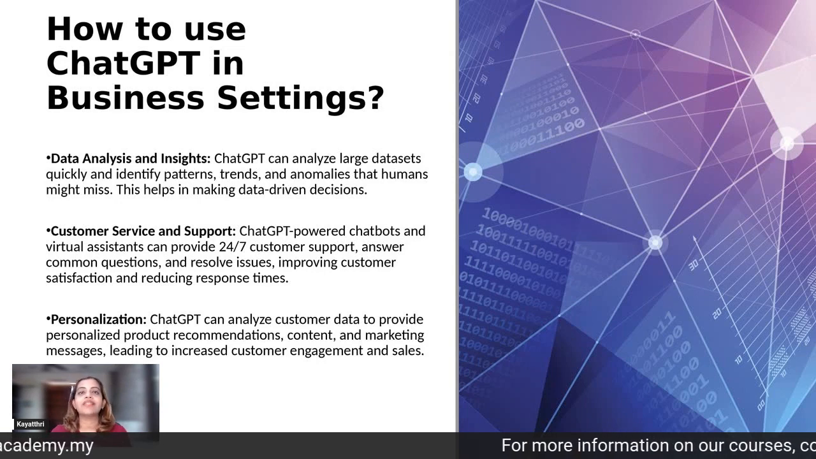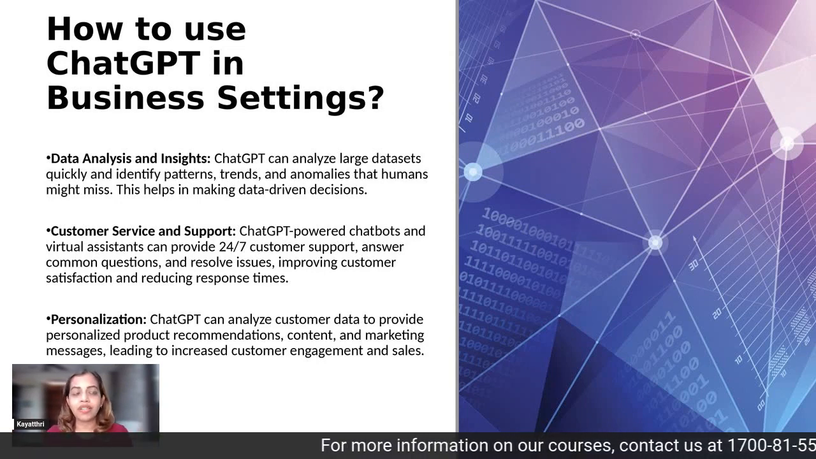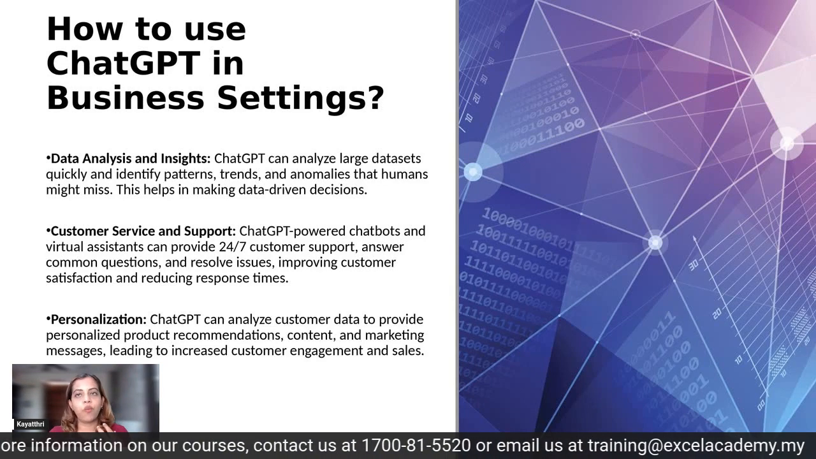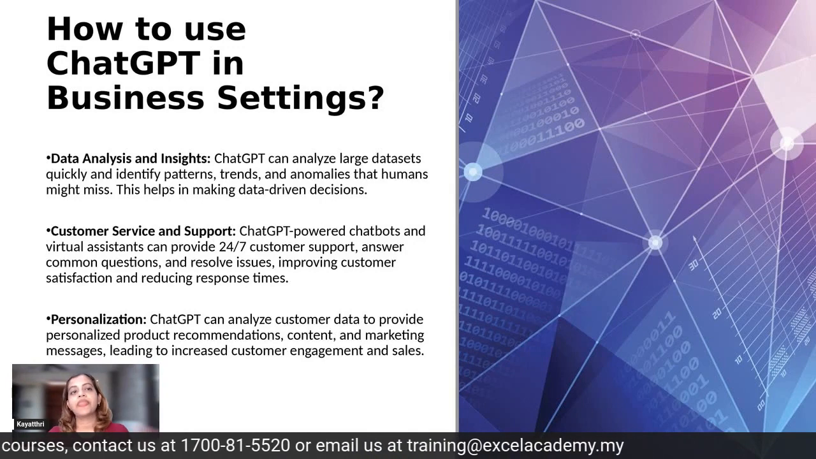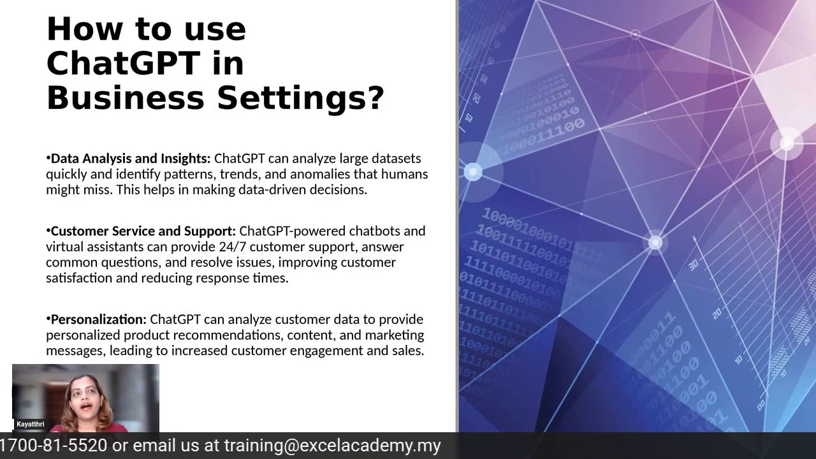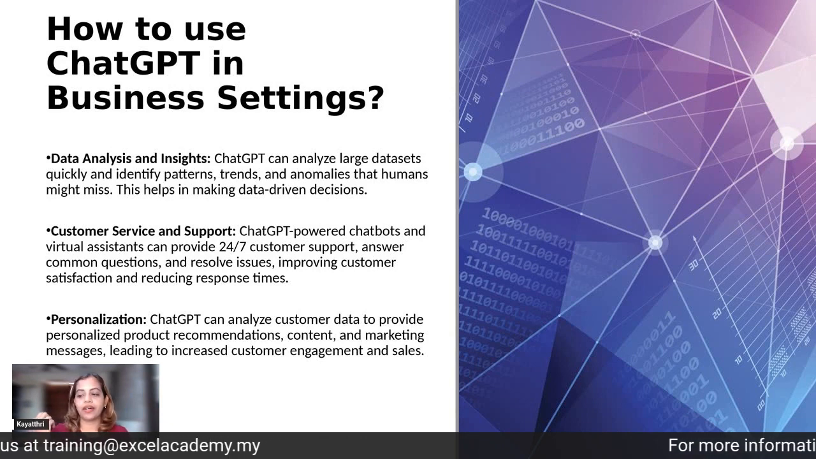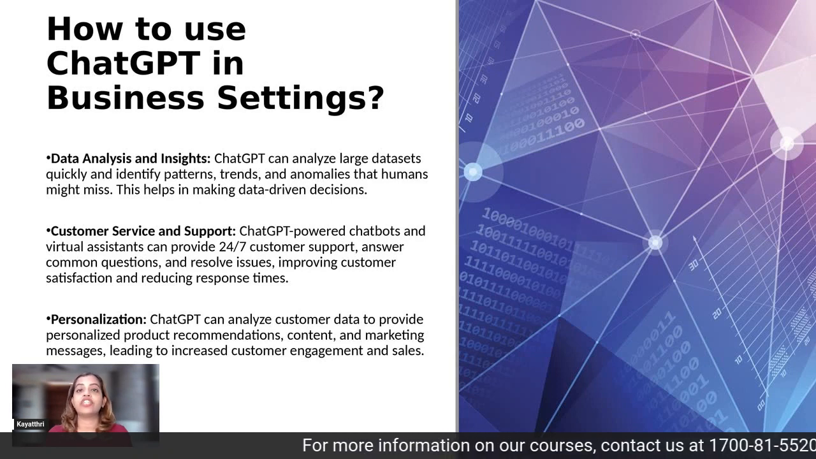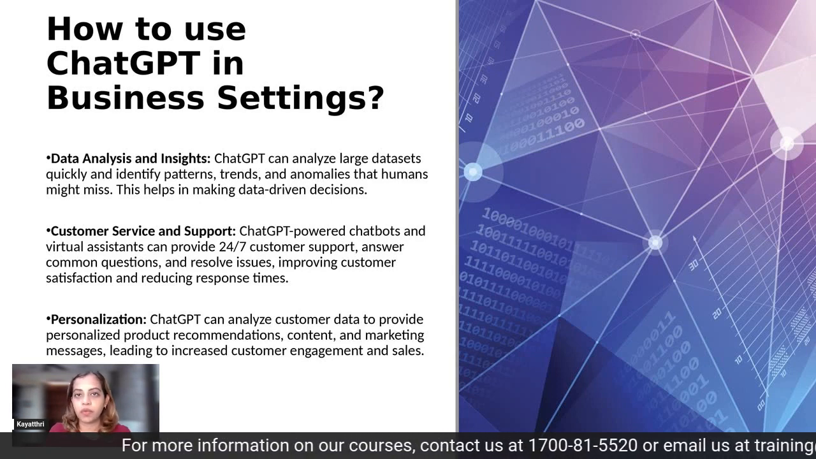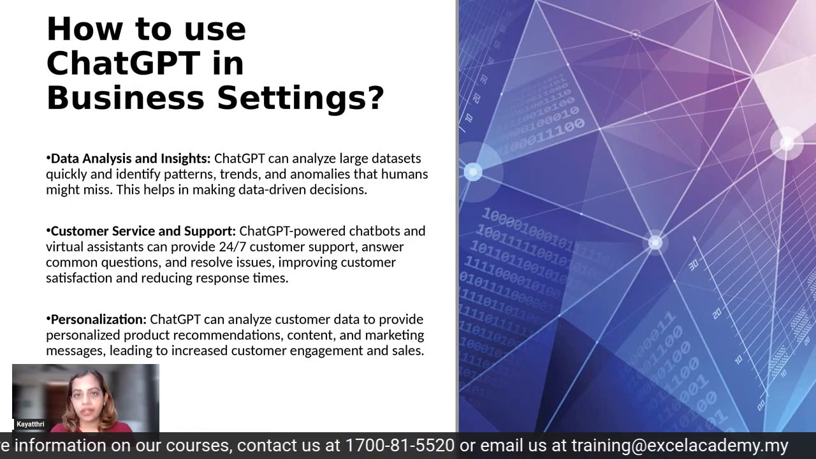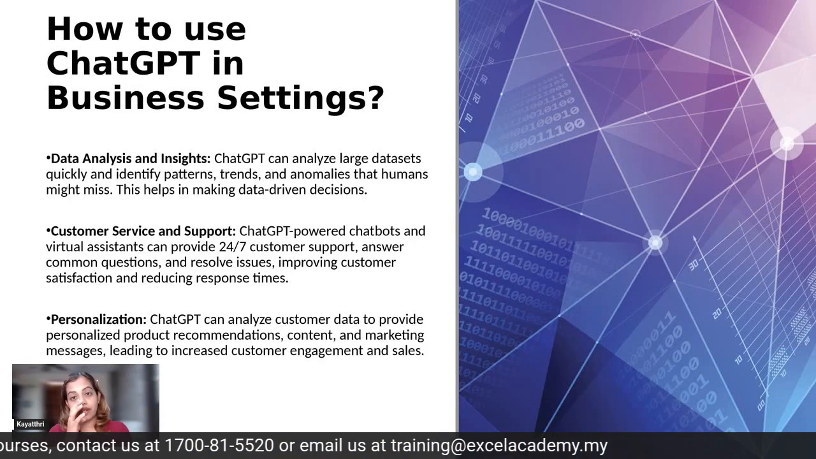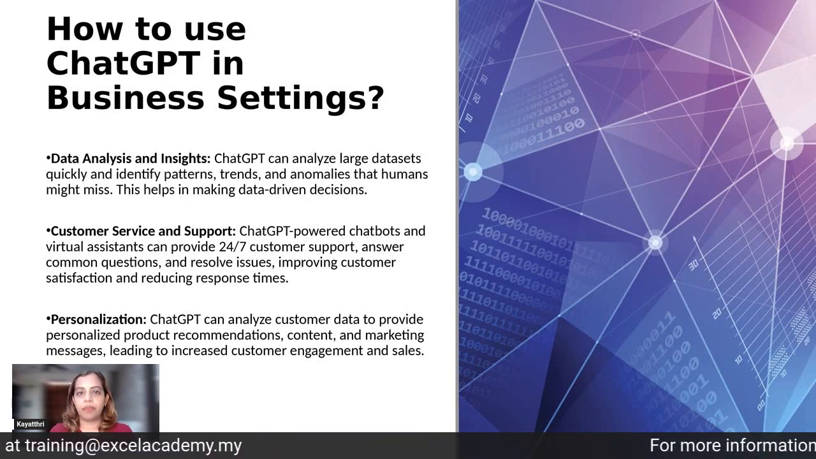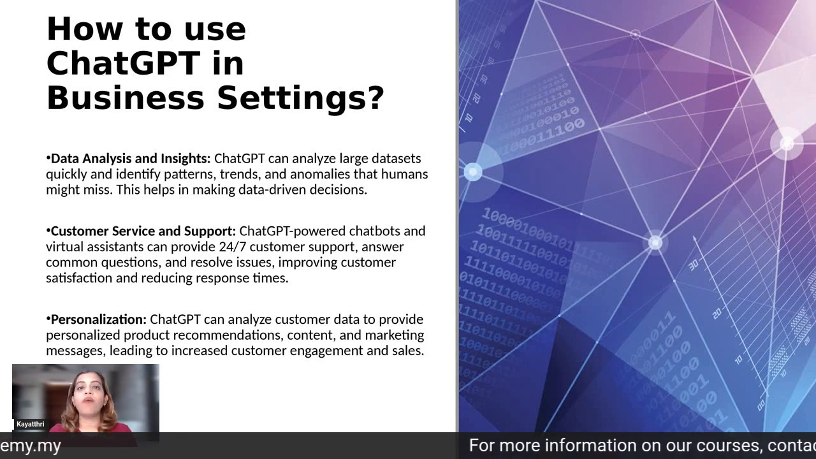Number two is customer service and support. All businesses definitely need customer service and customer support. How we can use ChatGPT in this area is you can power your chatbot. Even on websites, we have AI chatbots, which are probably powered by Facebook Messenger. Do you know that there's API integration in ChatGPT? You can integrate your chatbot to become smarter with ChatGPT, so this chatbot will be powered by ChatGPT.